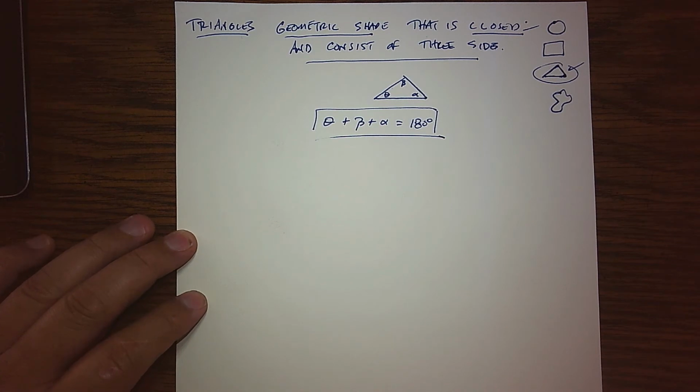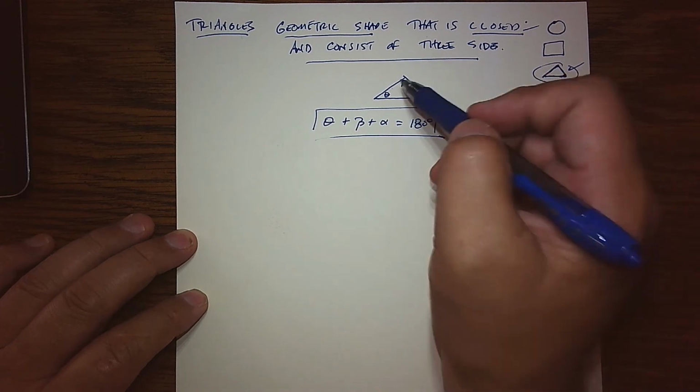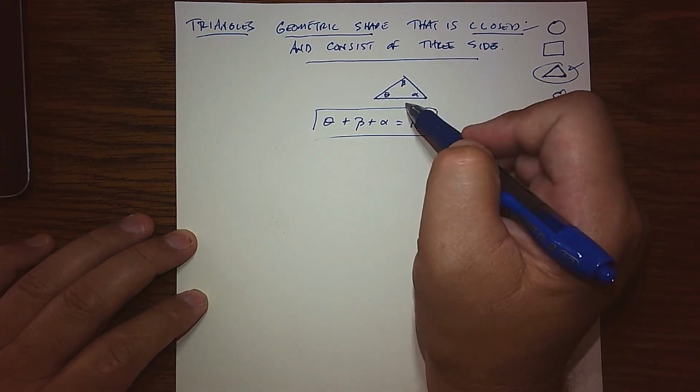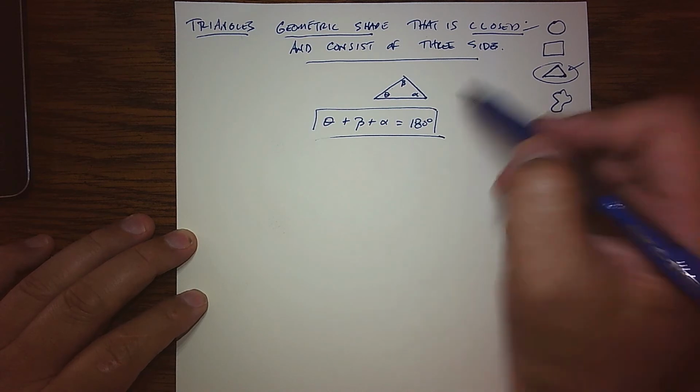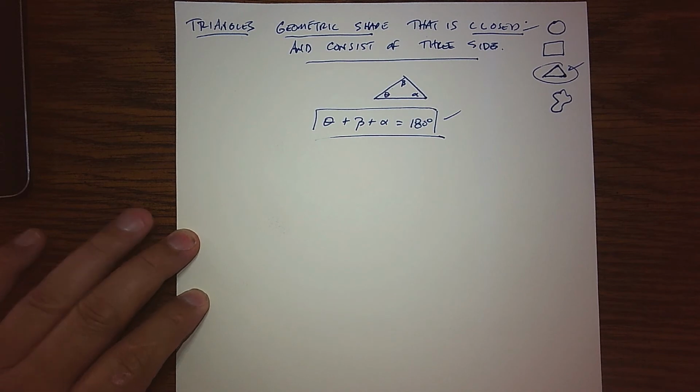Again, they're geometric shapes that are closed, consisting of three sides. Because of the three sides, we have three angles, and if we sum all those angles together, the sum equals 180. So, pretty important facts as we move forward.